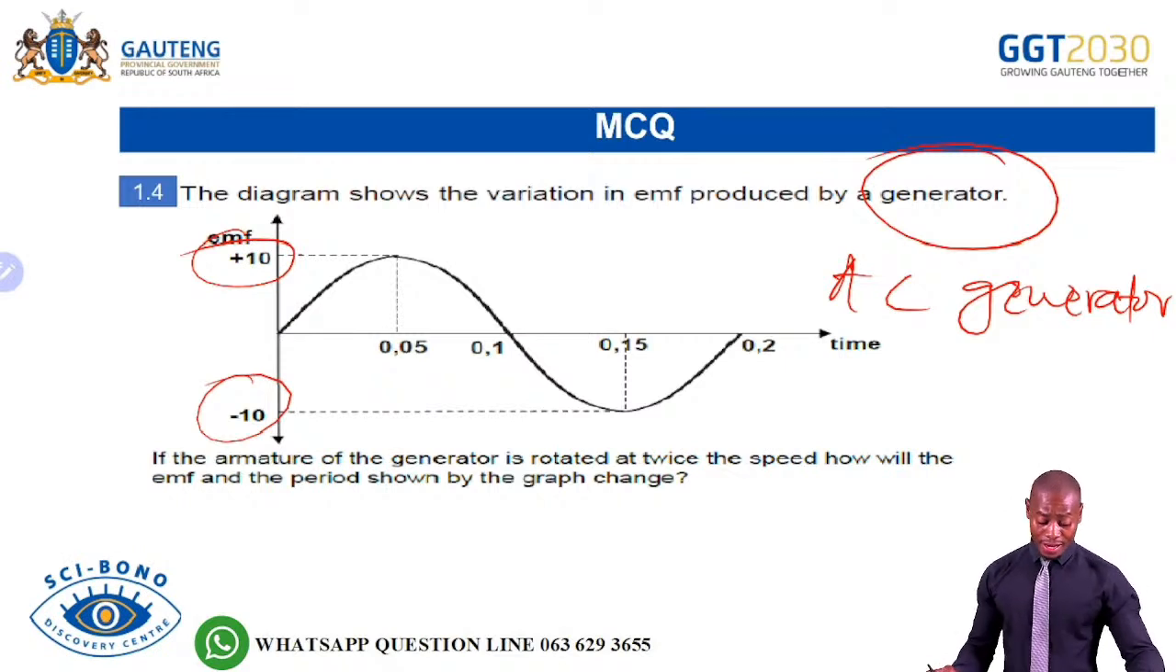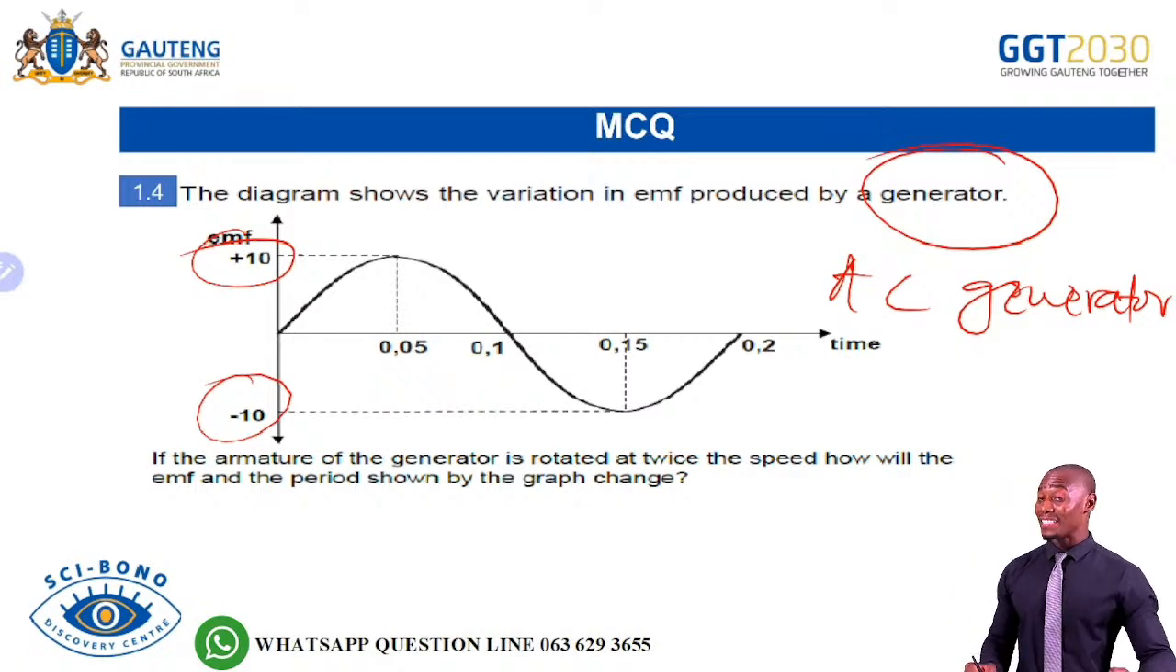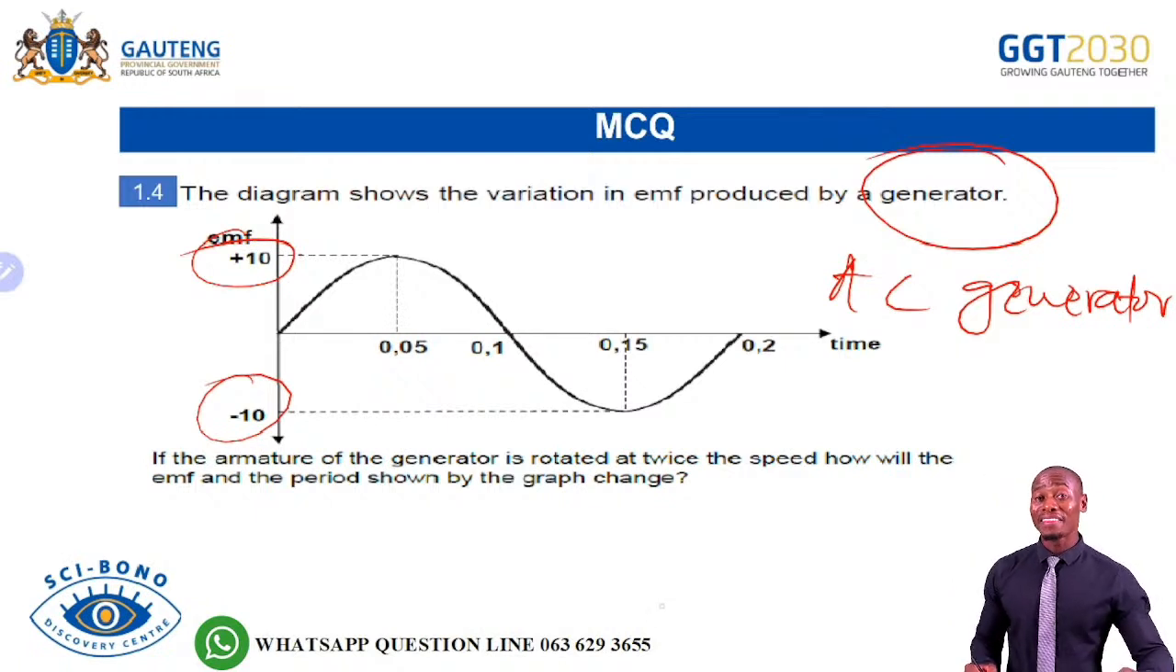All right, then what is the question? If the armature of the generator is rotated at twice the speed, how will the EMF and the period shown by the graph change? I said to you, there are 3 things that affect the induced EMF. If we increase the number of turns, the induced EMF also increases. That is the only thing that will be affected. If we use a stronger magnet, EMF will be affected, and that will be the only thing that will be affected.